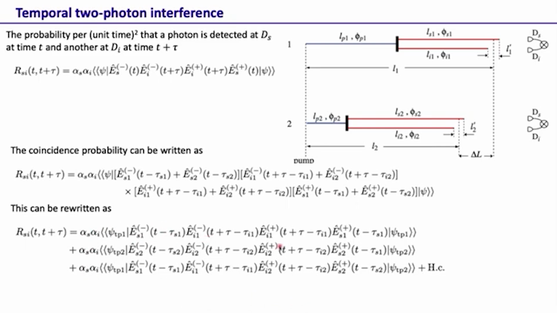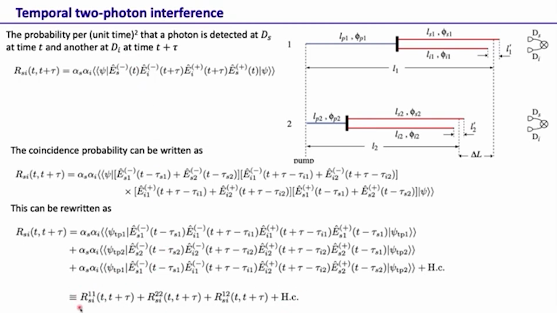ES1, EI1, EI1, ES1, psi TP1, psi TP1, and then ES2, EI2, EI2, ES2, psi TP2, psi TP2, and then ES1, EI1, EI2, ES2, psi TP2, psi TP1. This is a cross term, and of course its Hermitian conjugate. So the coincidence probability, or the probability per unit time that one photon is detected at ds at time t and another at di at time t plus tau, is given by this.